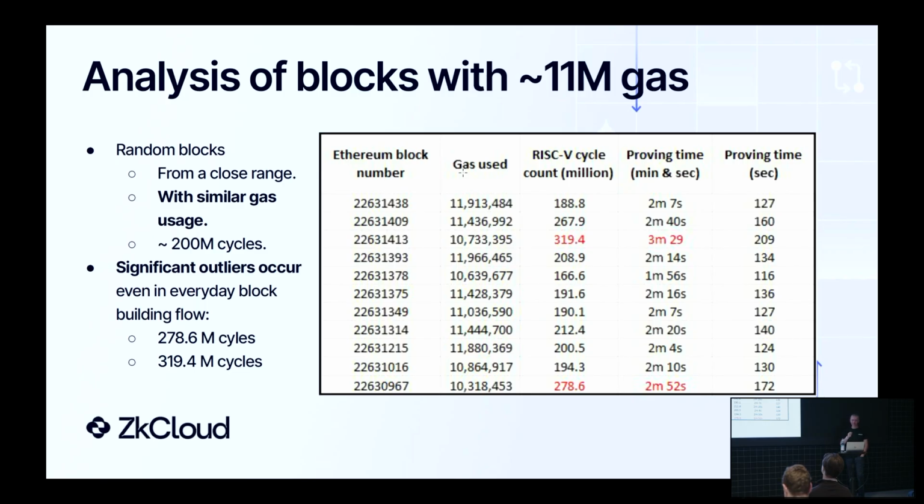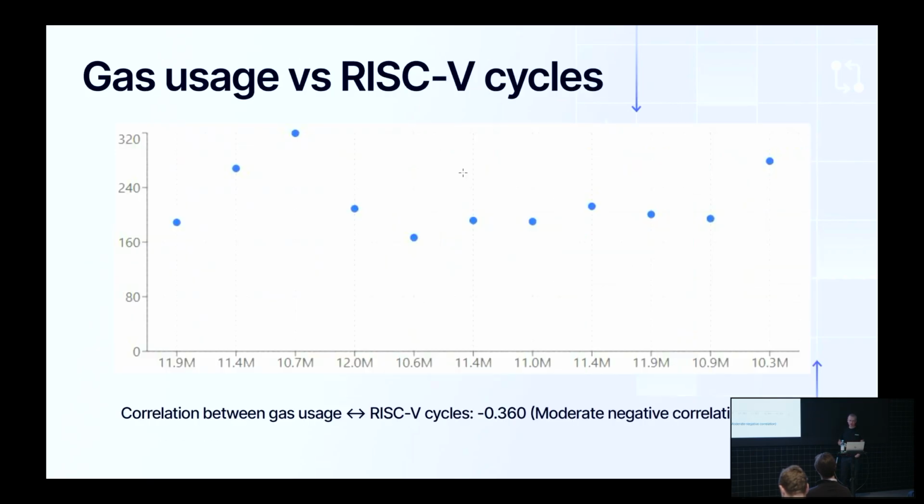Some analysis of blocks. These are all blocks around 11 million gas from a close range, so this is an everyday block building flow. You can see that even though most of them translate to around 200 million RISC-V cycles, third column, and around 2 minutes proving time, even in an average block building flow there are some significant outliers. One with 280 million RISC-V cycles, one with 320. And you see that this one is almost 3 minutes, that one is 3.5 to prove in comparison to the others.